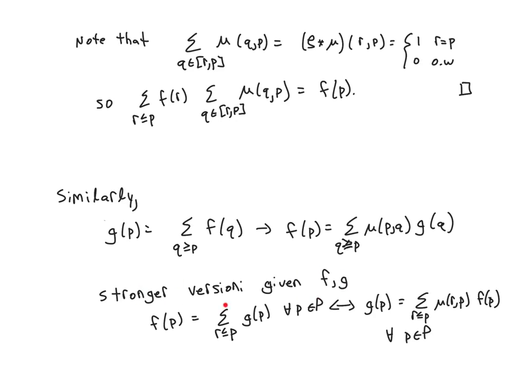However, I will actually state the strongest version. The actual Mobius inversion formula is this one. If you're given two functions, f and g, from your poset to the complex numbers, then there's actually an if and only if. f of p is the summation over r less than or equal to p, g of r, for all elements p of your poset, if and only if g of p is given by this Mobius calculation for all p.